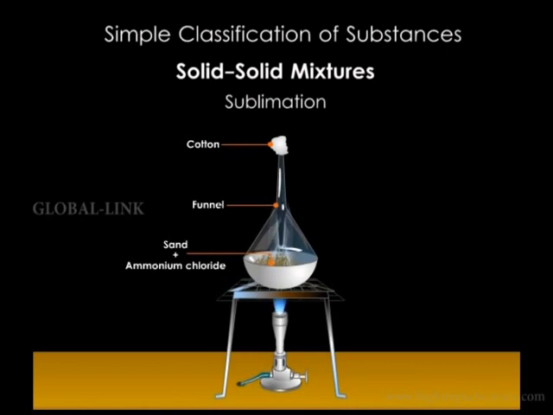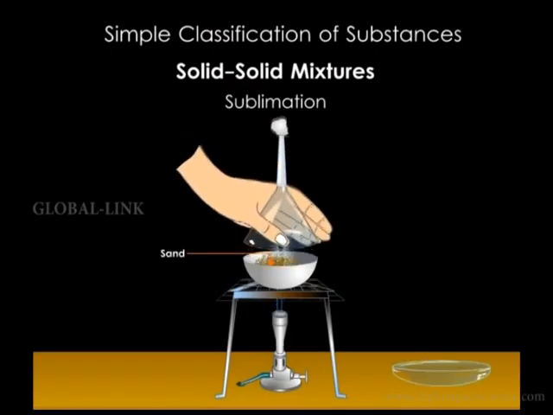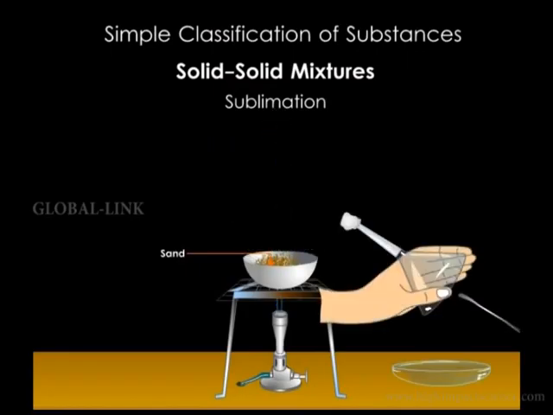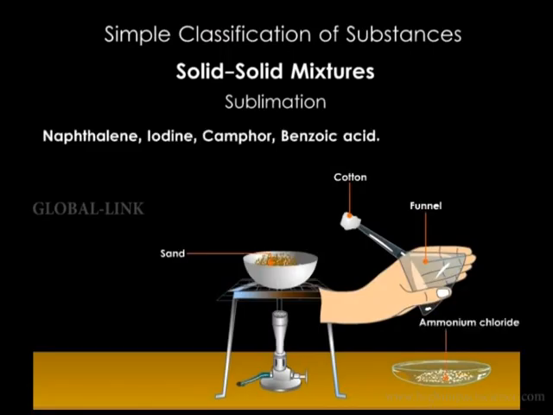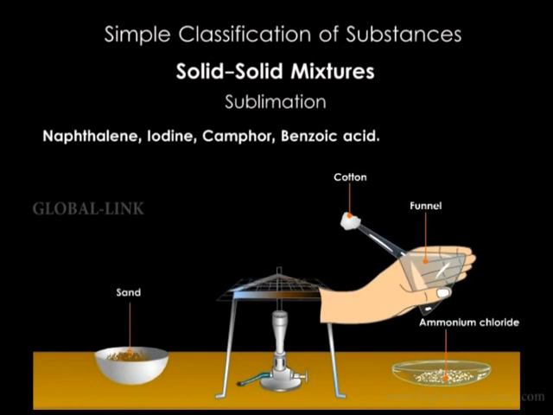Ammonium chloride, a sublimate substance, changes into vapor and condenses on the cooler parts of the funnel. The non-sublimate substance, sand, will remain behind in the china dish. The ammonium chloride is then scrubbed from the inner side of the funnel, and hence the mixture is separated. Other sublimate solids include naphthalene, iodine, camphor, and benzoic acid.